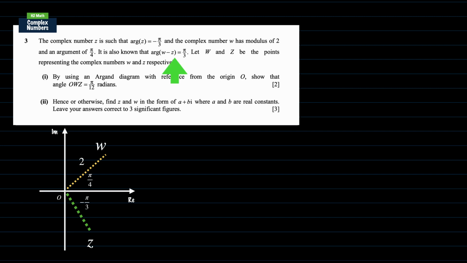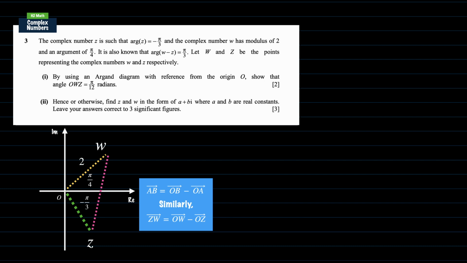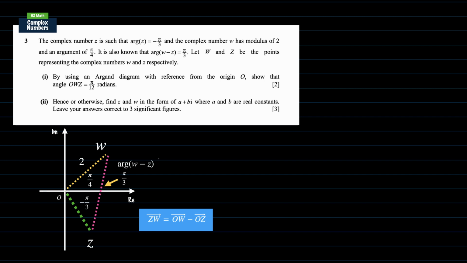Now this information is something many students might find challenging, the argument of W minus Z. Now this argument, when represented on the Argand diagram, is actually the vector ZW. Recall that, if you want to find vector AB, for example, it is the position vector OB minus the position vector of OA. So it's the same for this. For vector ZW, it is denoted by W minus Z, which is the argument. And we can denote the argument of this angle that ZW makes with the positive x-axis over here, which is given to us as pi over 3.